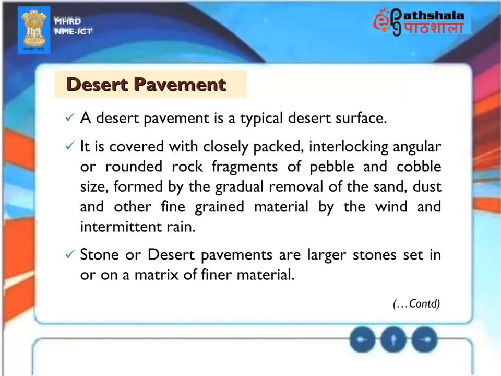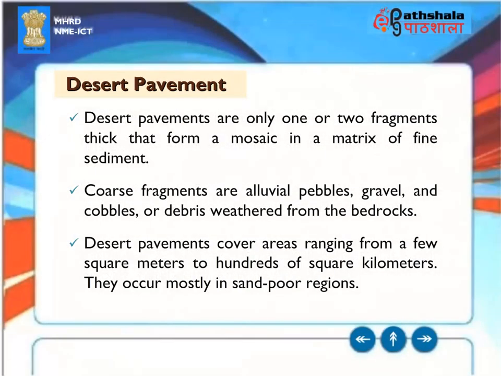Stone or desert pavements are larger stones set in or on a matrix of finer material. Desert pavements are only 1 or 2 fragments thick that form a mosaic in a matrix of fine sediment. Coarse fragments are alluvial pebbles, gravel, and cobbles, or debris weathered from the bedrocks. Desert pavements cover areas ranging from a few square meters to hundreds of square kilometers. They occur mostly in sand poor regions.